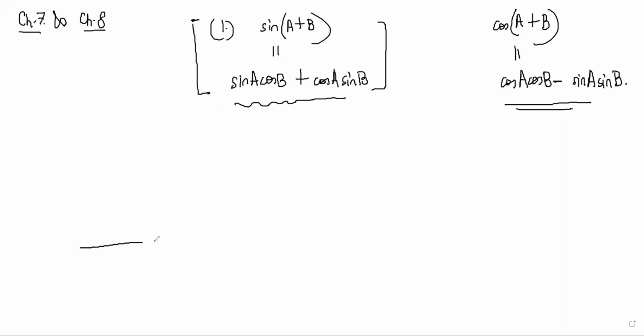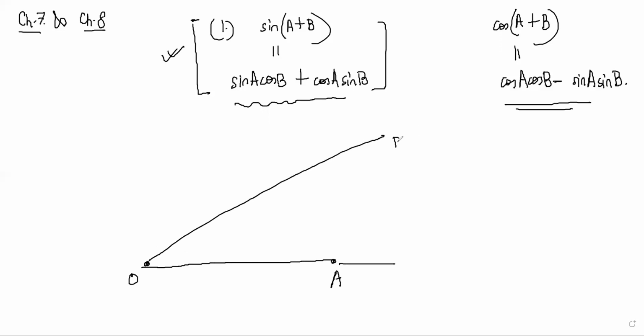The proof of this comes by a geometrical proof. I'm going to try to prove this one, sine of a plus b. Yes, sir. So if this is my origin and this is my OA line, I will draw another line OB, and this is my angle A. This is my angle A right now. And then if you rotate the OB line further, you will get another line OC, which will be your angle B. Yes, this is my angle B.